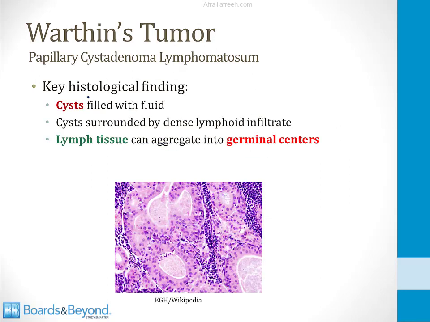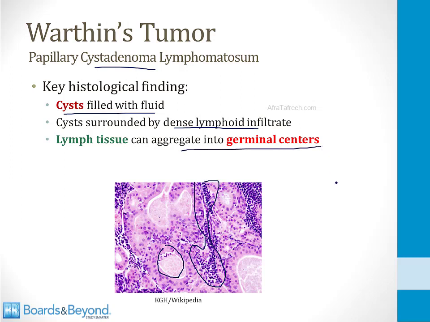There are 2 key histology findings you need to know about this tumor for step 1. The first is the presence of cysts filled with fluid. That's why it's called a cyst adenoma. If you look on the screen here, you can see large fluid-filled cysts in this biopsy specimen. Now the cysts are surrounded by dense lymphoid tissue. You can see lymph tissue surrounding these cysts on the screen here. And this lymph tissue sometimes aggregates into germinal centers. And that's another key feature to know about these tumors, lymph tissue that may aggregate into germinal centers.